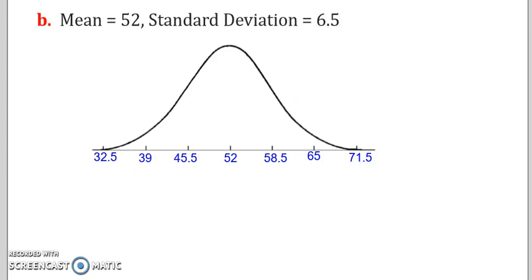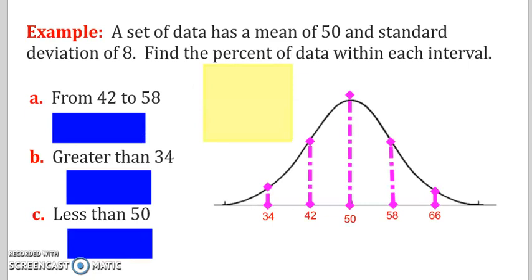So now let's start putting all this to work. Here we have an example where a set of data has a mean of 50. So the mean is my middle number. And then my standard deviation is 8. So that means I need to count up by 8, so plus 8, or count down by 8, minus 8, minus 8. And then it's going to say find the percent of data within each interval.